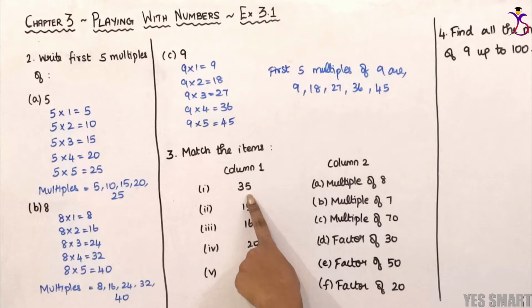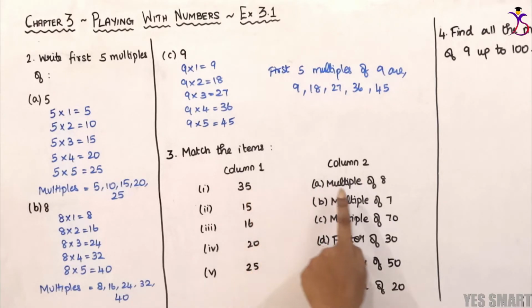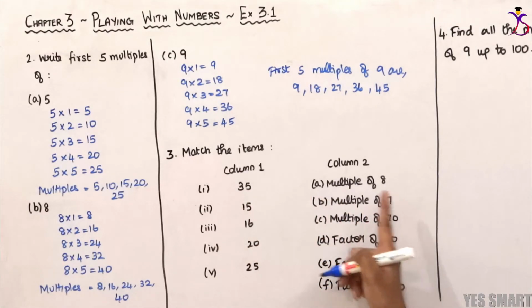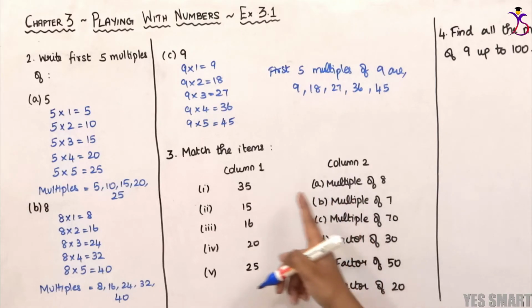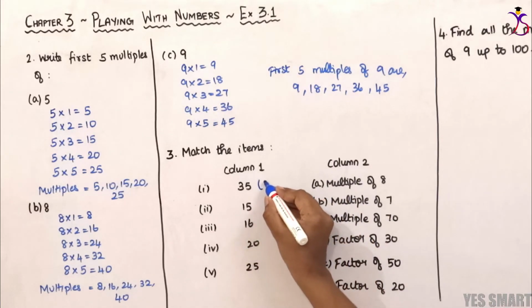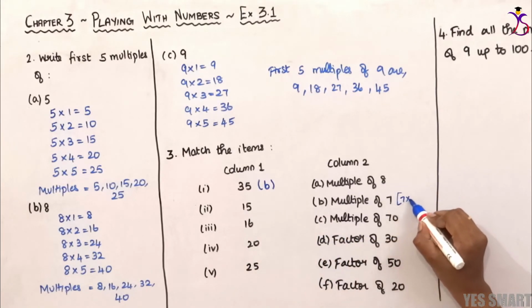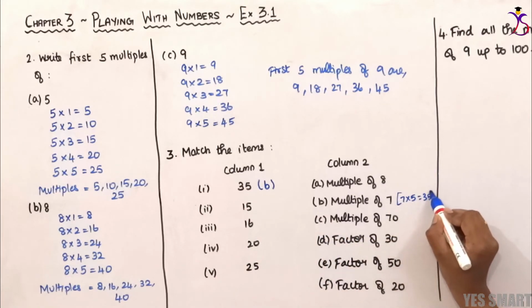Option A is multiple of 8. 35 is not divisible by 8. In the 8 table, 35 will never come. Therefore, we can ignore that option. Moving on to the next option, multiple of 7. Yes, it is, because 7 fives are 35. 35 is divisible by 7. Hence, we can choose option B. The reason being 7 fives are 35.